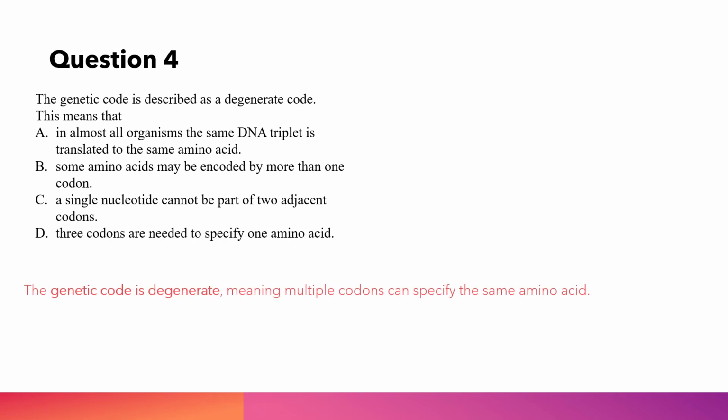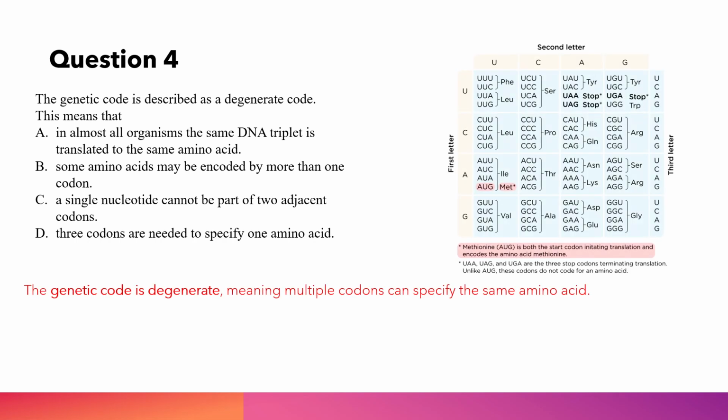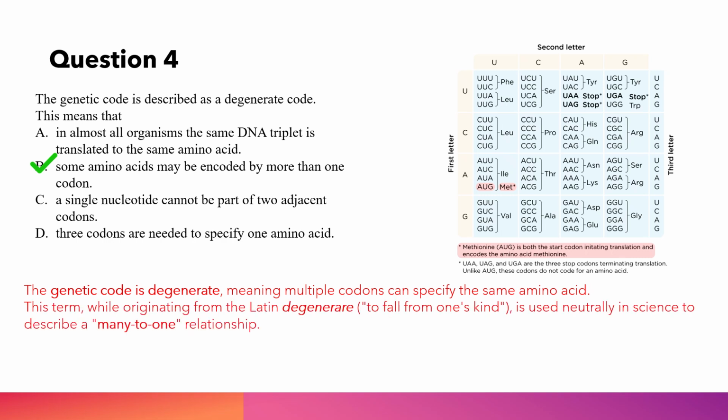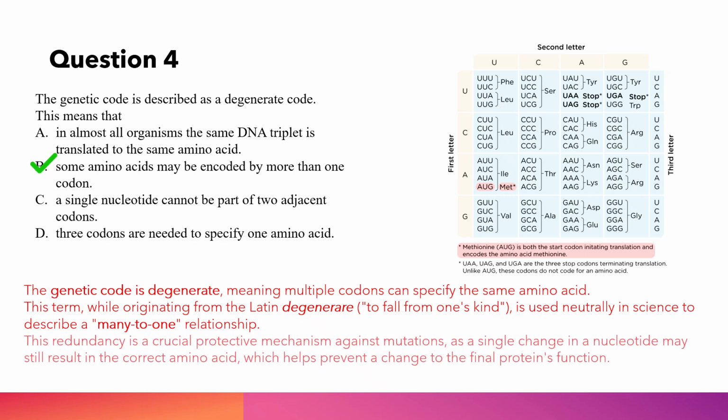The genetic code is degenerate, meaning multiple codons can specify the same amino acid. This term, while originating from the Latin degenerare, to fall from one's kind, is used neutrally in science to describe a many-to-one relationship. This redundancy is a crucial protective mechanism against mutations, as a single change in a nucleotide may still result in the correct amino acid, which helps prevent a change to the final protein's function.